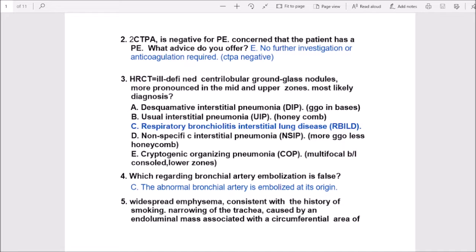In desquamative interstitial pneumonia, DIP, there is ground glass opacity in patches. In UIP, there is honeycombing. In NSIP, non-specific interstitial pneumonia, there will be more ground glass opacity and less honeycombing. In cryptogenic organizing pneumonia, there will be multifocal bilateral consolidation, and the lower lung zone will be involved. But here, the diagnosis is respiratory bronchiolitis interstitial lung disease. It is mid-upper zone ground glass opacity.